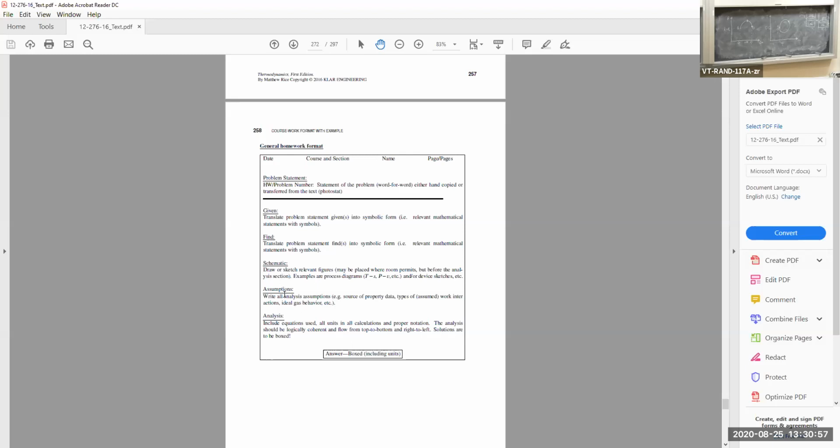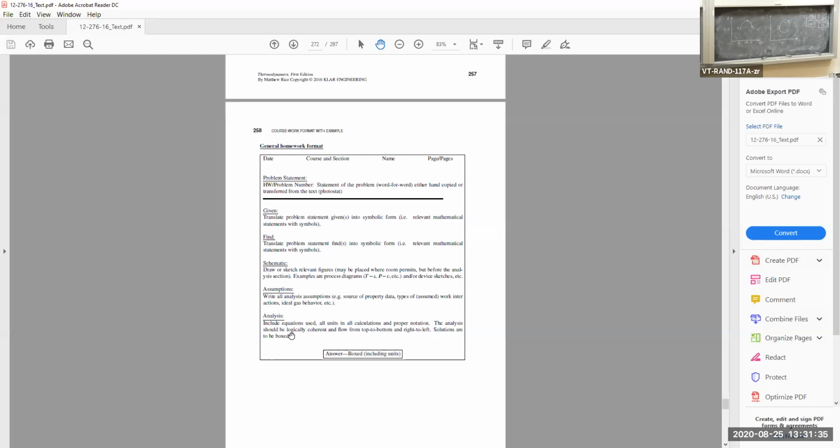And then you should have a section called assumptions. If you have a system that's made out of a particular material and you need to get properties out of tables to do the problem, we'll talk a little bit about this later, then you need to write down where you got the data from, where you got the properties from. Any sources for the problem need to be listed in the assumptions. Also, any assumptions on the behavior of the system. We'll talk a little bit more about assumptions as we go along.